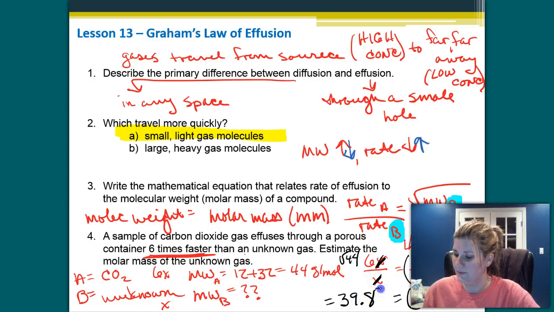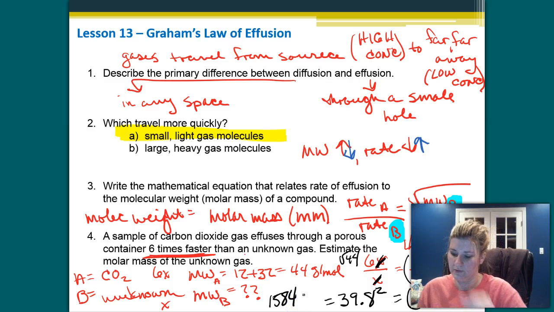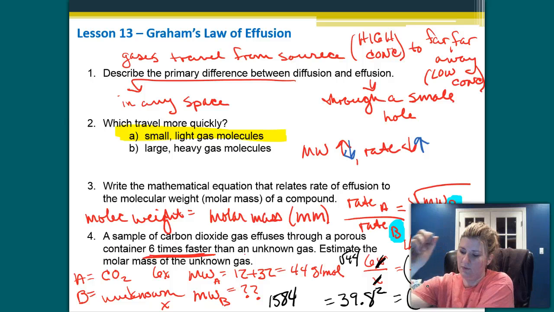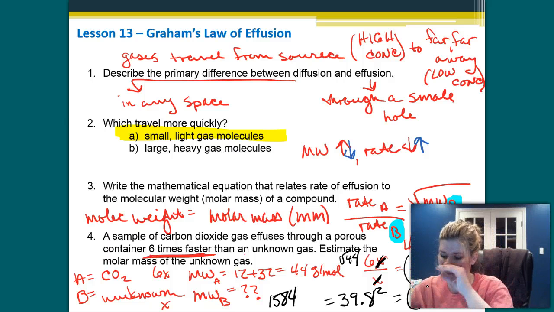39.8. Now we need to square that. And that's equal to 1584. That seems awfully large. 6 is CO2. CO2 is on the bottom here, square root of 44. Multiply, cancel.